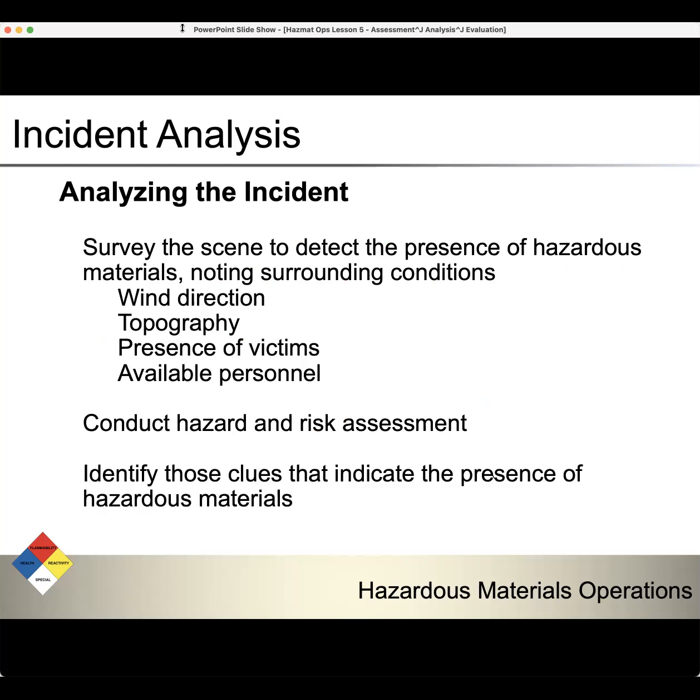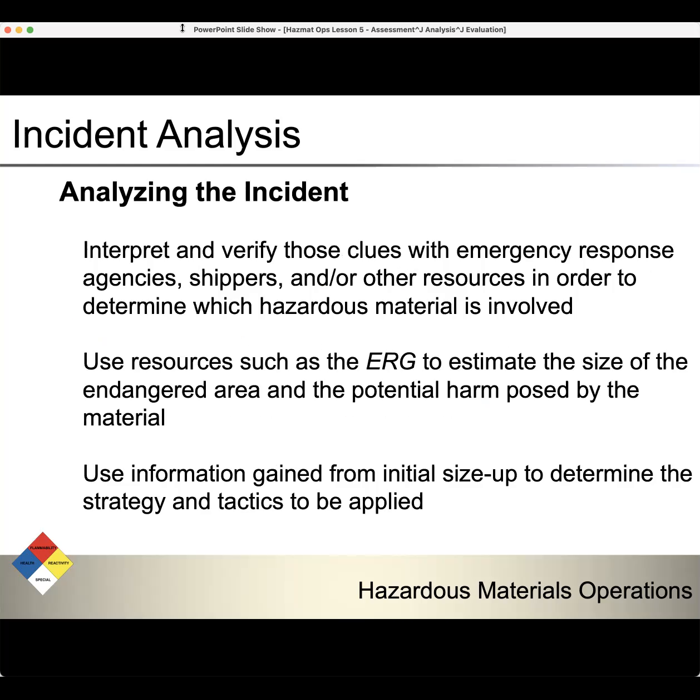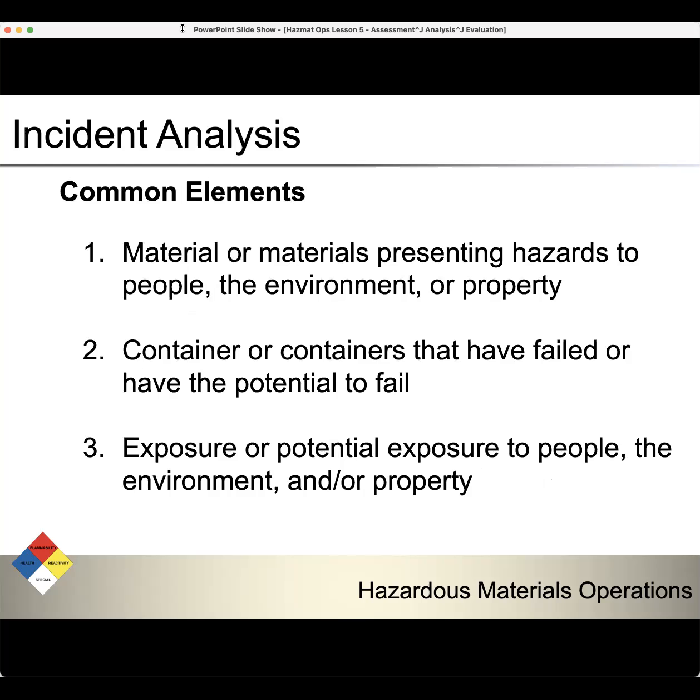We're going to identify those clues that indicate the presence of a hazardous material. Remember, there's 6 recognition clues, and we're going to use those to determine that. Going to use the ERG, and we talked about that.